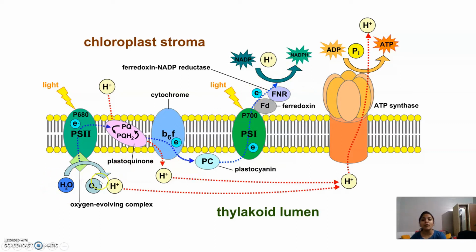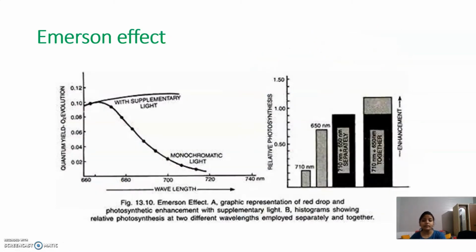During the photolysis of water, the protons were also released into the thylakoid lumen, and the plastoquinone cytochrome pump also releases certain protons into the lumen. These protons add to the proton gradient, which helps in the formation of ATP from the ATP synthase. Both the NADPH and the ATP are utilized in the dark reactions, which we are going to study in the further presentations.